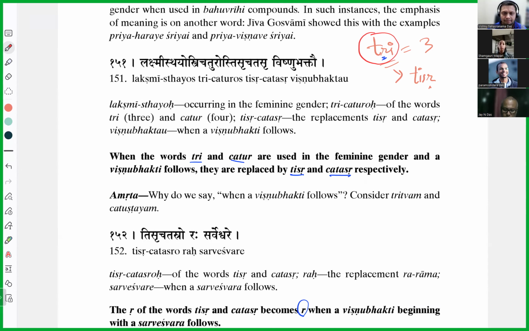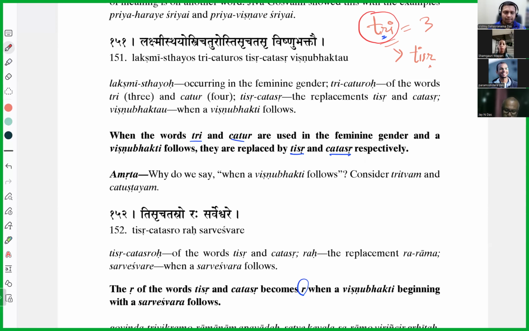When the words Tri and Chatur are used in the feminine gender and a Vishnu Bhakti follows, they are replaced by Tisri and Chatasri respectively. First of all, Tri and Chatur are only declined in Bahuvachana. So when we decline them in feminine gender and any Vishnu Bhakti is following, we replace them with Tisri and Chatasri respectively.